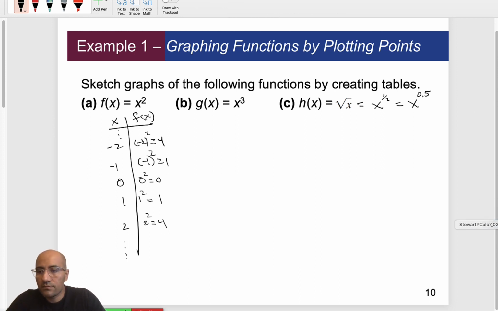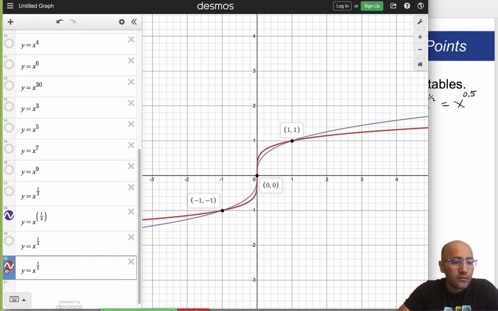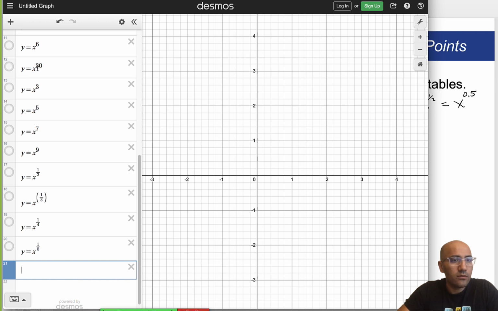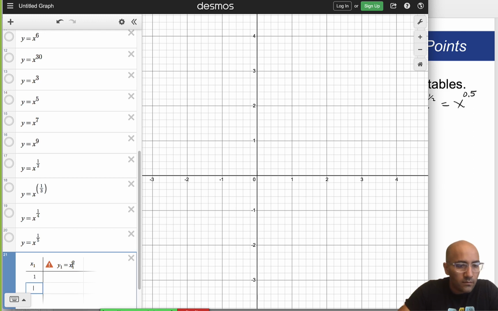So let's go this way. Okay, so let's go back to this. What we could do is establish a table. There's tables. y equals x squared. There we go. Okay, so we can just graph a bunch of results.